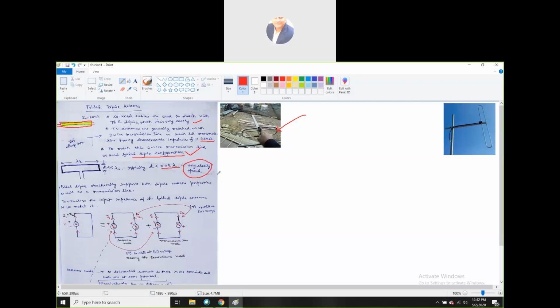As I told you, it is a simple dipole. Folded dipoles are nothing but the simple dipole. You just have to close this transmission line, where this length is half wavelength. It is the same as the dipole antenna. Don't miss this point while writing in the exam. So this is a half wavelength.